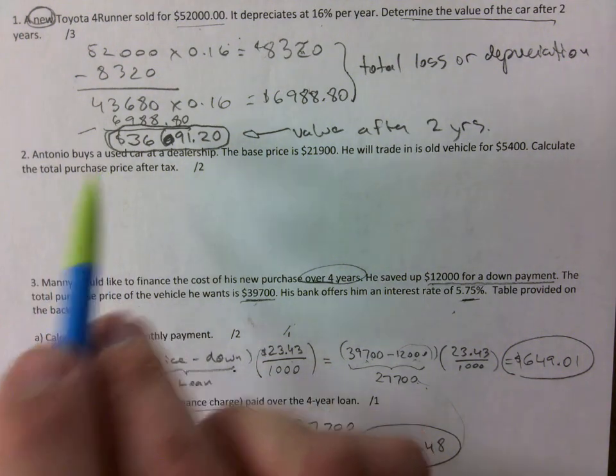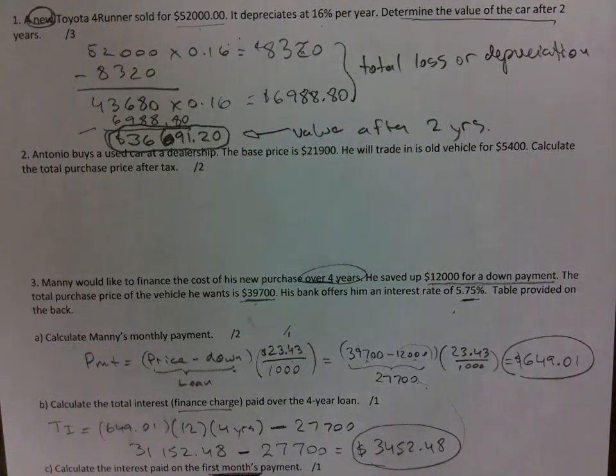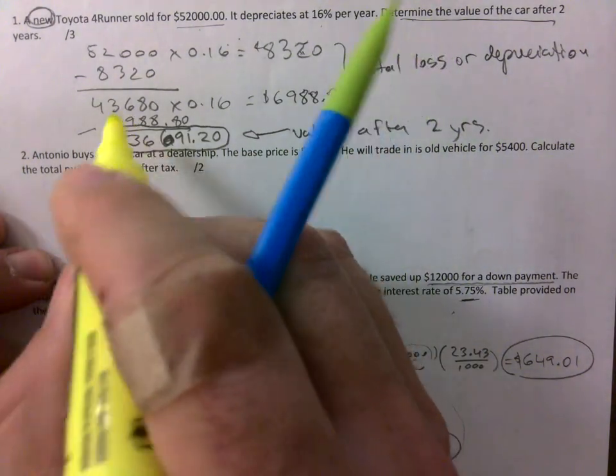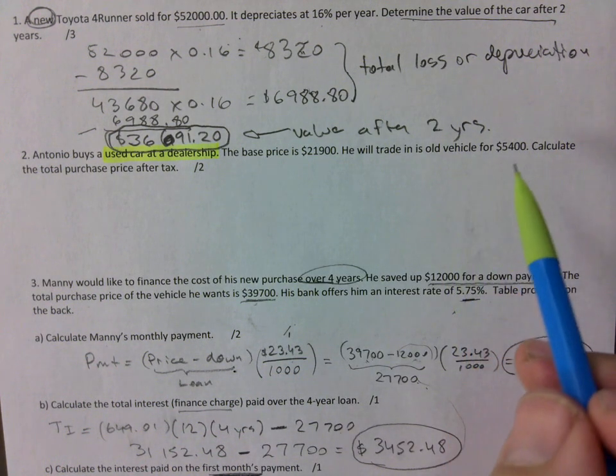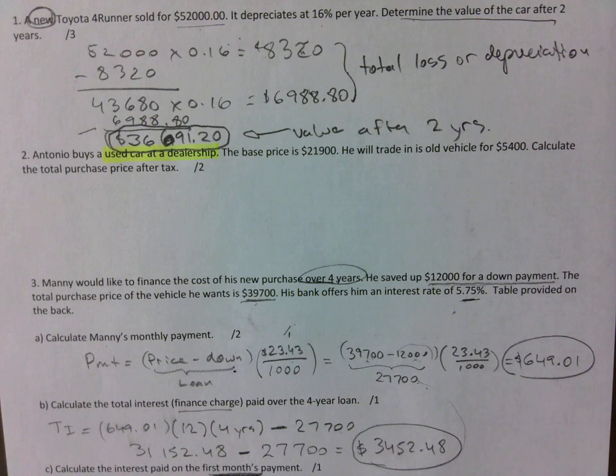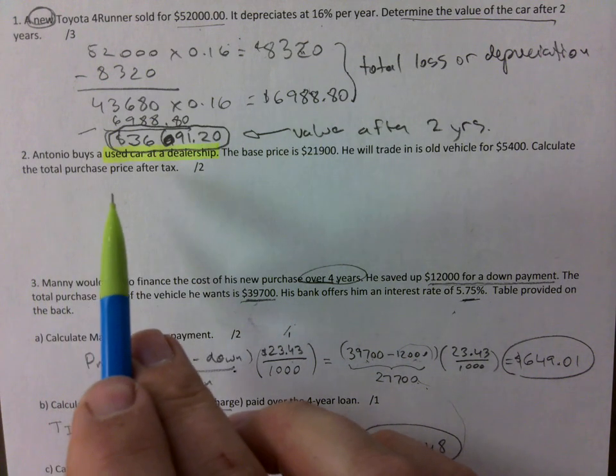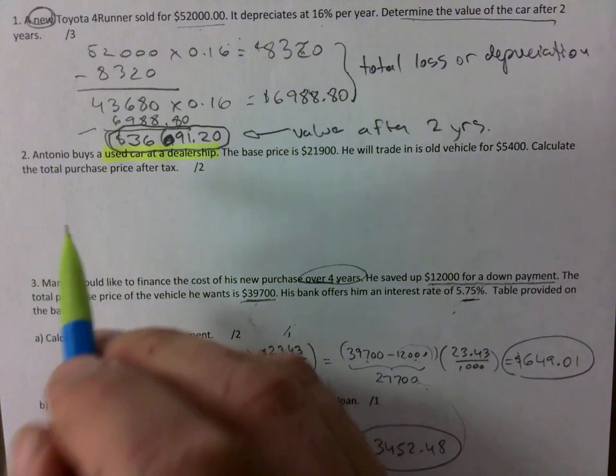Antonio buys a used car, a dealership. Okay, so used dealership, that's very important. The base price is $21,900. He will trade the old vehicle for $5,400. Calculate the total purchase price after tax.